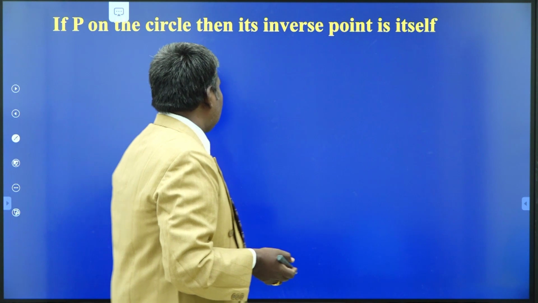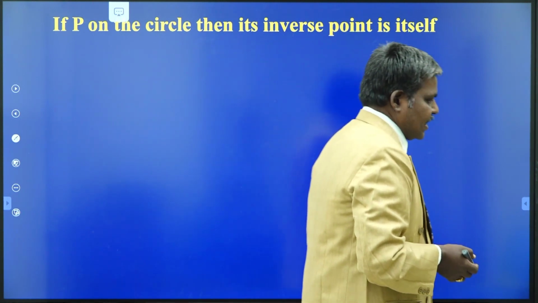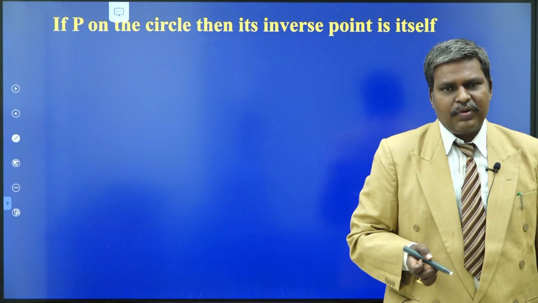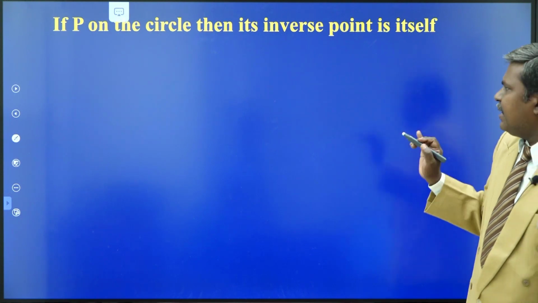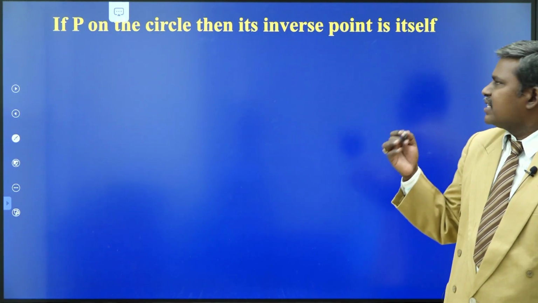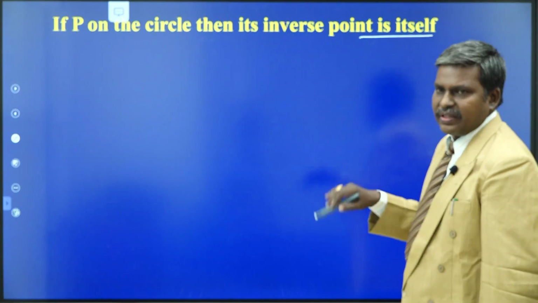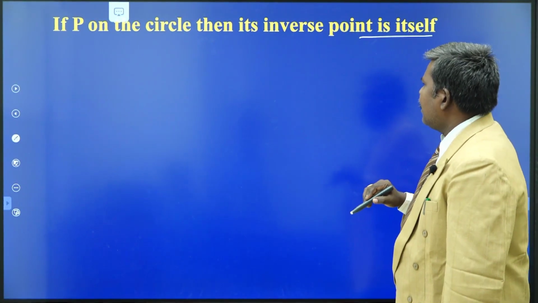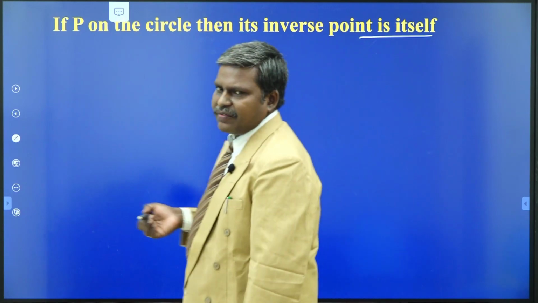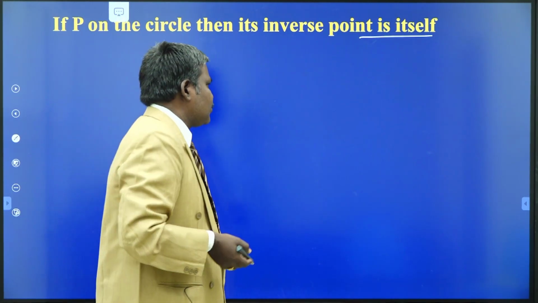If P is on the circle, then its inverse point is itself. What is the position of P here? P is on the circle. You are saying the inverse point is itself. That is also on the circle. How can you say it is itself? The inverse point is itself. The same definition you have to apply.